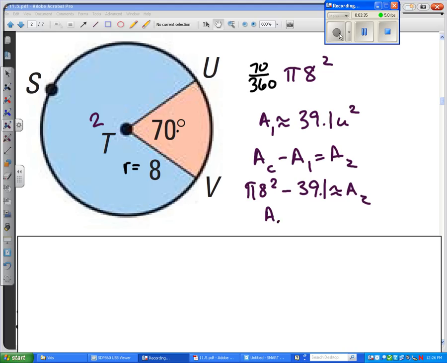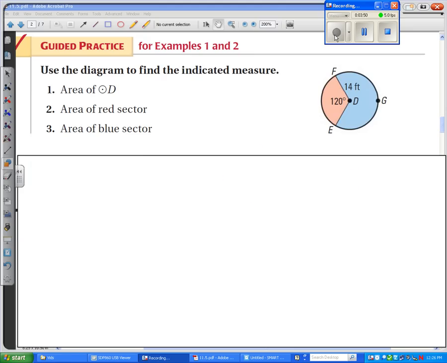Area of 2, let me go ahead and type this in, pi r squared, 8 squared, and I subtract away the answer I had from before. I get it to be roughly 160, actually rounds up to 162 units squared. All right, go ahead and pause the video, try problem 1, 2, and 3. And then unpause it and see if you get the same thing I do.